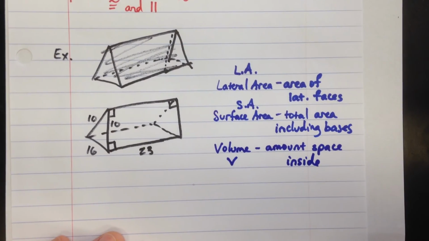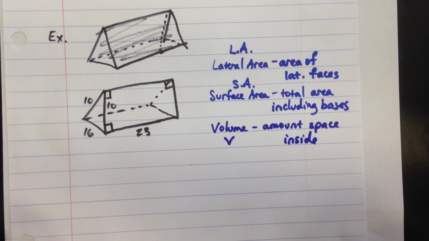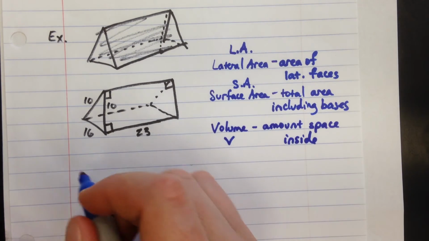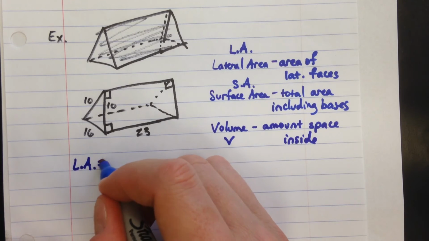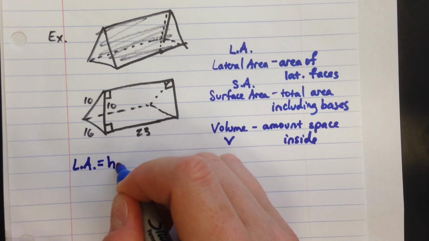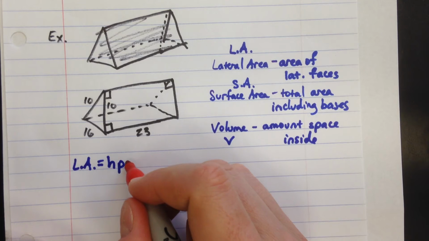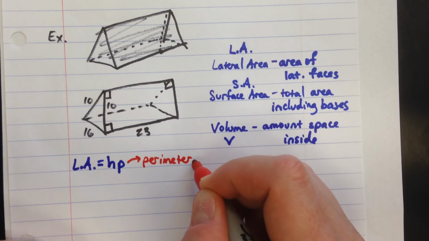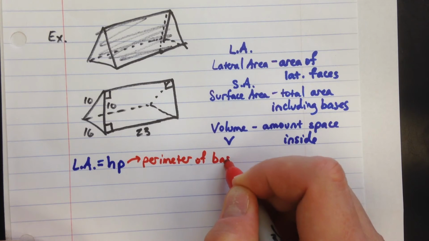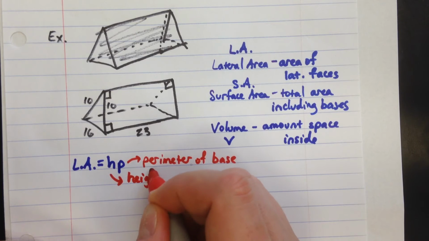Okay, so there's three formulas for this. And we're going to write these down. So lateral area, we're going to start. This is for a prism. Lateral area is the height times P. H times P. Okay, so what does that mean? Well, P is the perimeter of the base. Perimeter of base. h is the height of the prism.